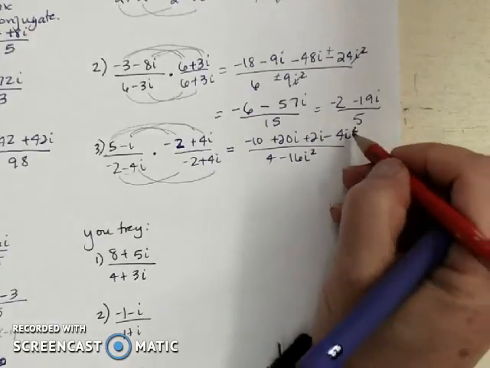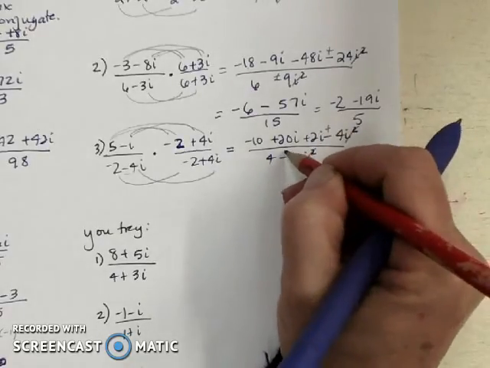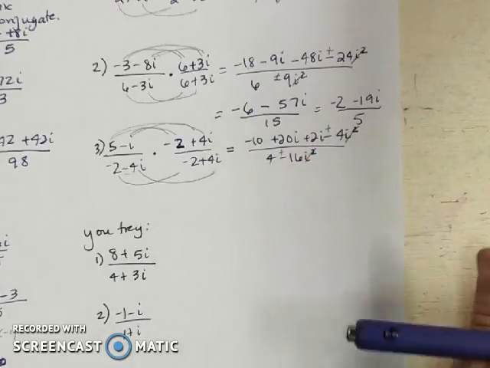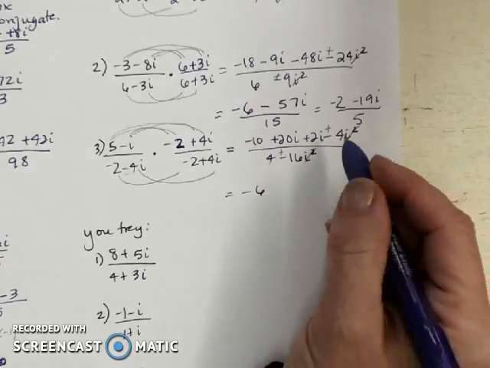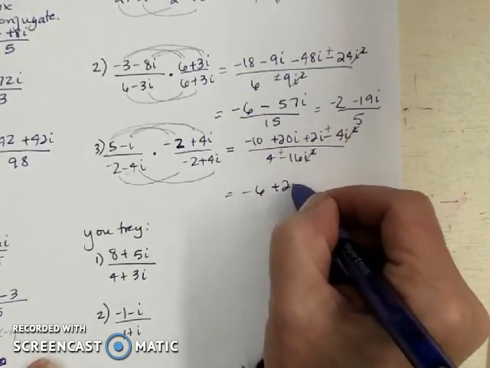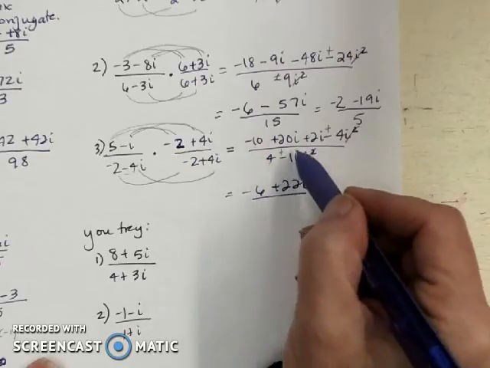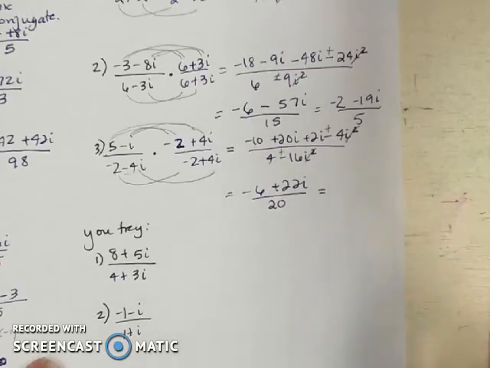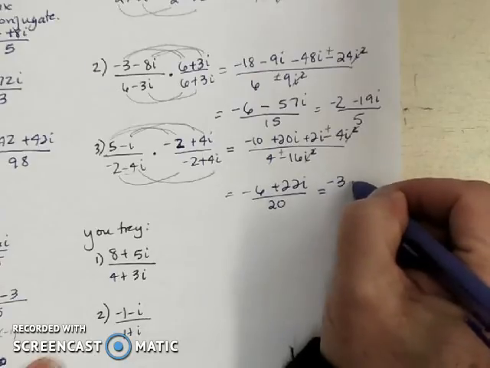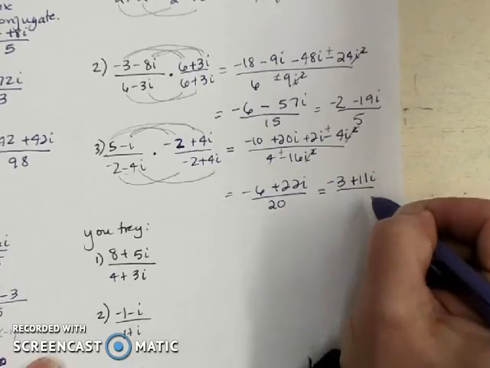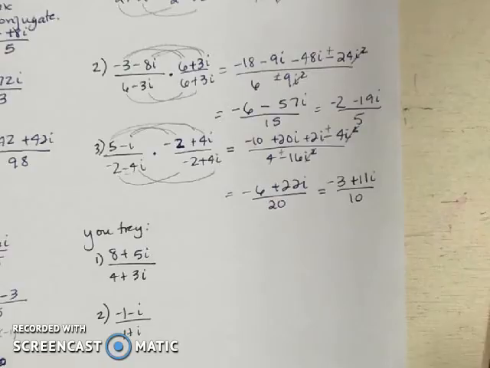Apply that i squared rule that changes your sign because i squared is negative 1. And I've got negative 10 plus 4, which gives me negative 6. 20i plus 2i gives me a 22i. And 4 plus 16 gives me 20. They're all even, so they're at least all divisible by 2. So if I factor a 2 out of everything, that gives me negative 3 plus 11i over 10. I'm going to pause the video again. You're going to pause the video on your end, do the next 3, and then you're going to check them.